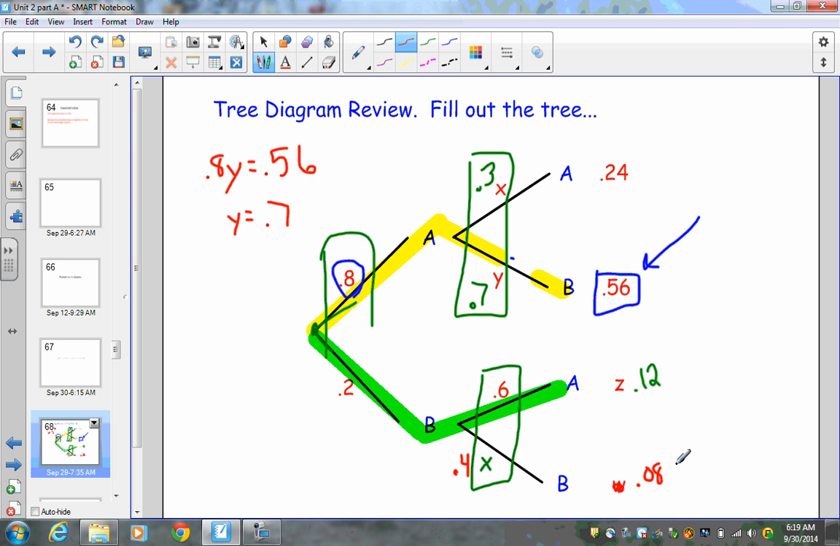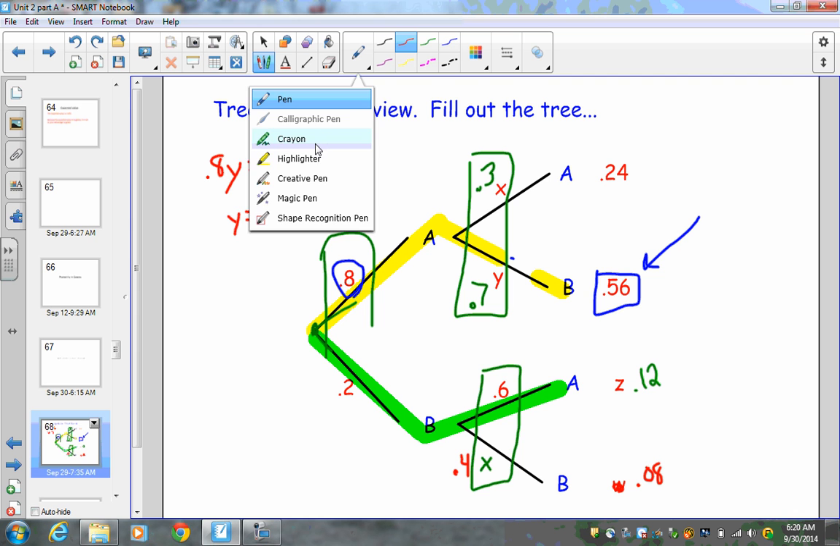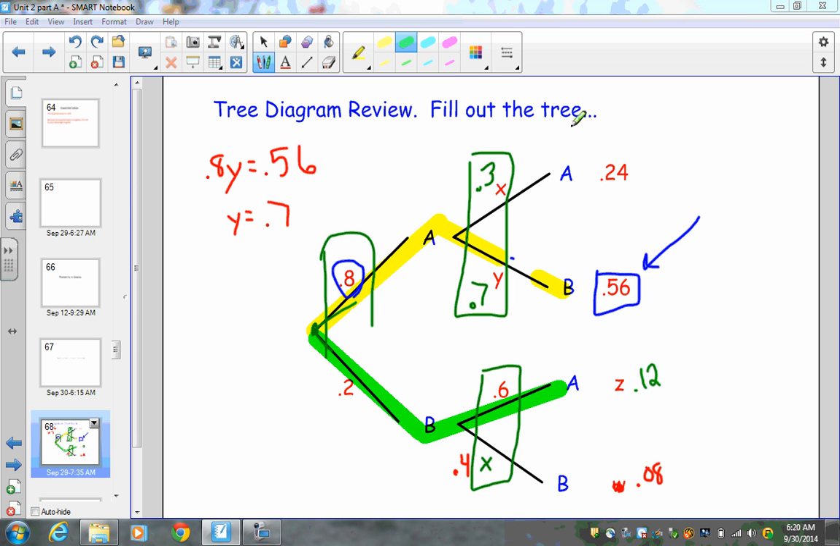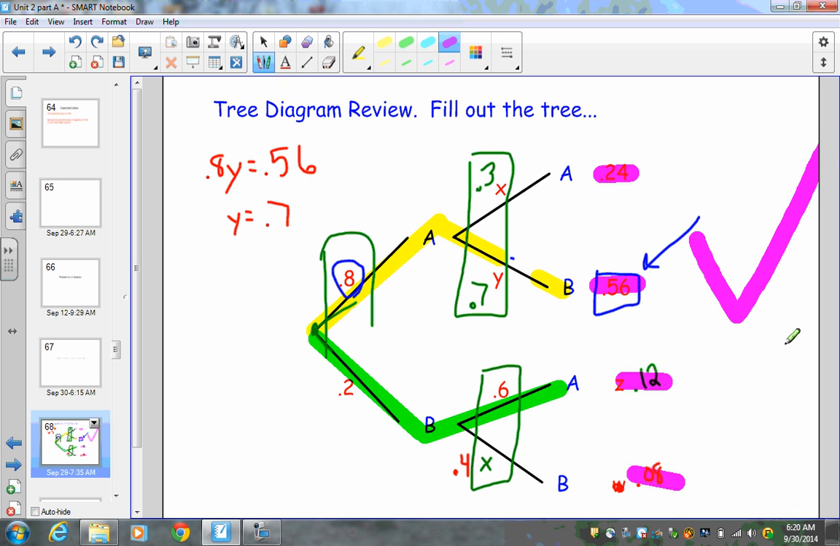0.08. Now, to check that you're correct, after you've done all your multiplications, if you add all of your products up and they don't equal 100%, you did it wrong. So 0.24, 0.56, 0.12, and 0.08. Does all that add up to 100%? It does. So I know I did everything correctly.